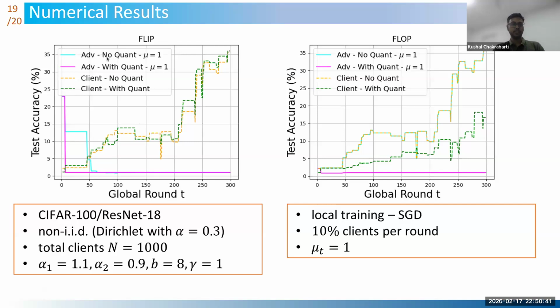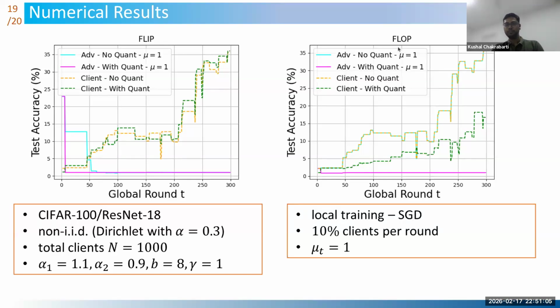And if you do quantization, which is this purple colored line, you can see that the drop happens even before that, at the very beginning, after almost 10 iterations. And what happens on the client side? There is some model utility loss, but it is not too significant. I will present the number in the next slide. So this is for the flip.